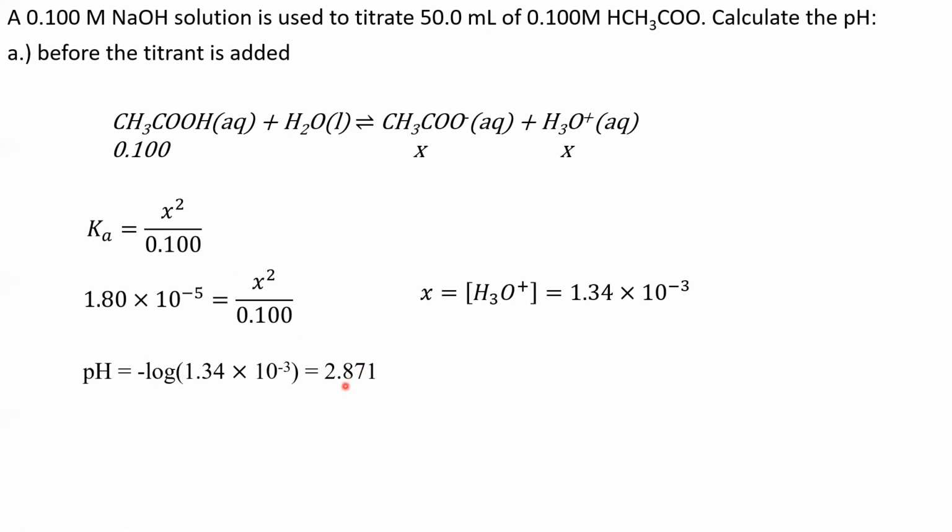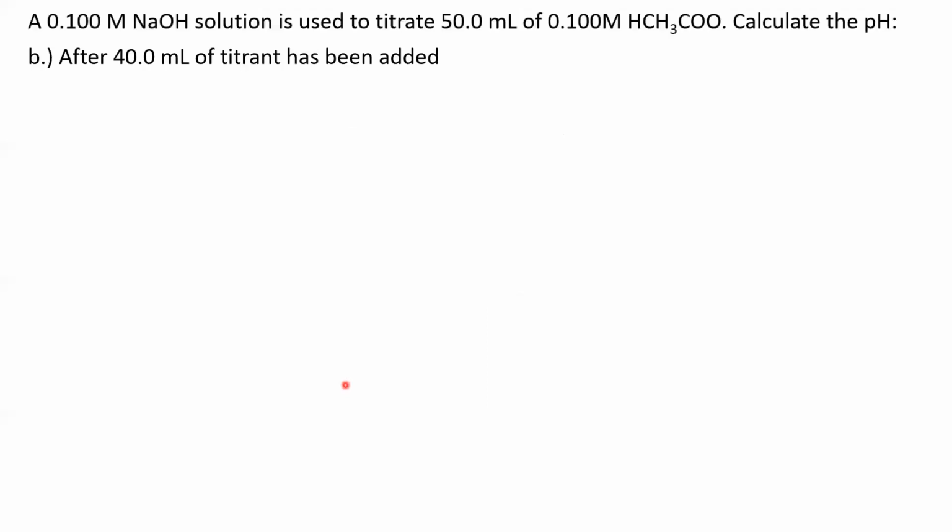And notice that the pH of the weak acid was higher than the pH of the strong acid, because the strong acid would have more hydronium ions in it because it 100% dissociates. The weak acid has less hydronium ions in it because only a small percentage of it dissociates. All right, so let's look at the next step.